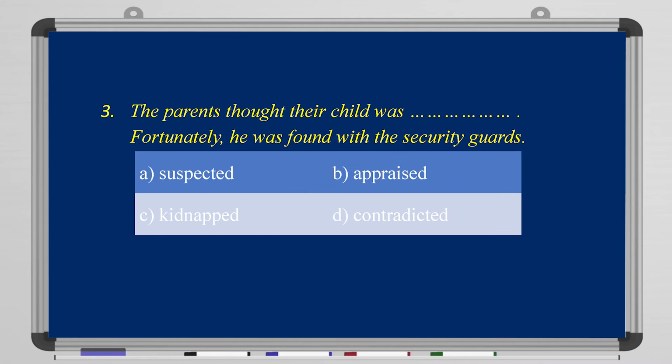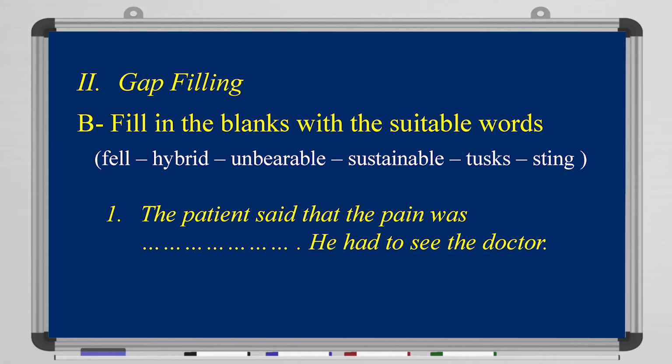Let's look at number 3. The parents thought their child was blank. Fortunately, he was found with the security guards. So there's a child, and the parents thought that he was kidnapped. Very good, excellent. Let's look at number 1 of the gap filling exercises.